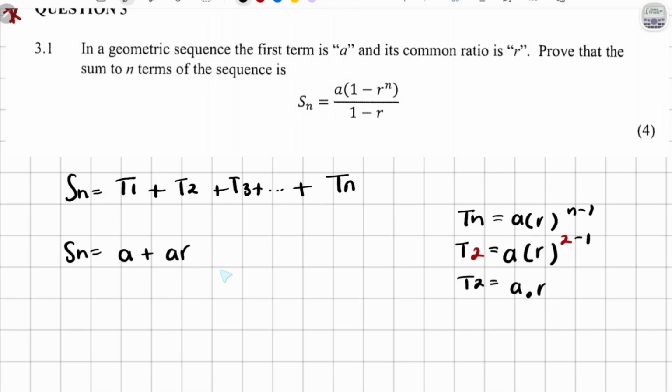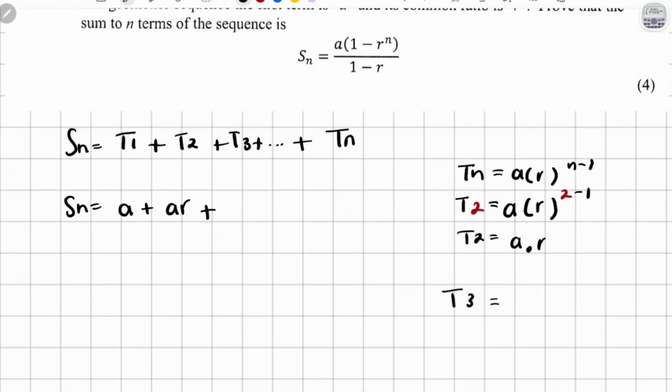That's the second term. Then the third term you would find by, if you also just did that, you'd see that a multiplied by r to the power of 3 minus 1 is really just a times r raised to the power of, what is 3 minus 1? 2. So that's a r squared. That's what we have, a r squared. And if you keep going, we're going to have ar cubed and then ar to the power of 4. And that will keep happening.